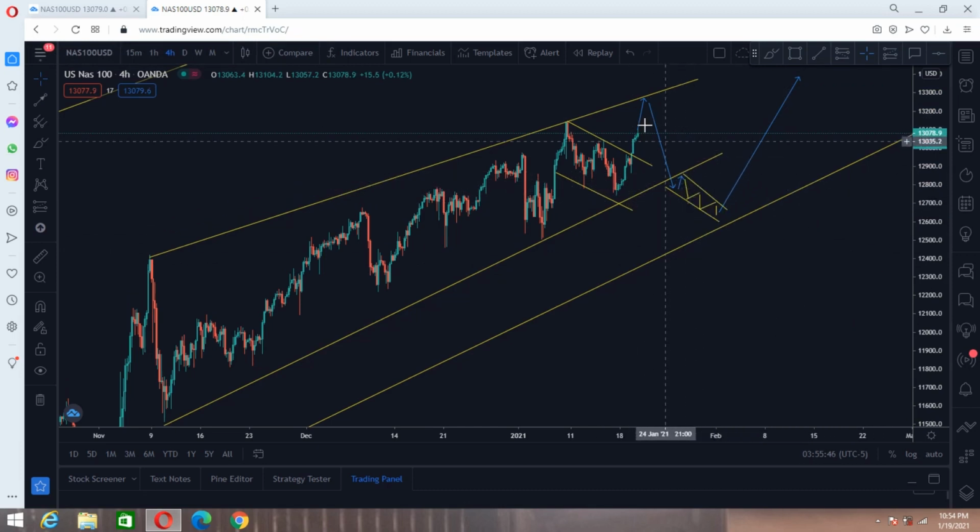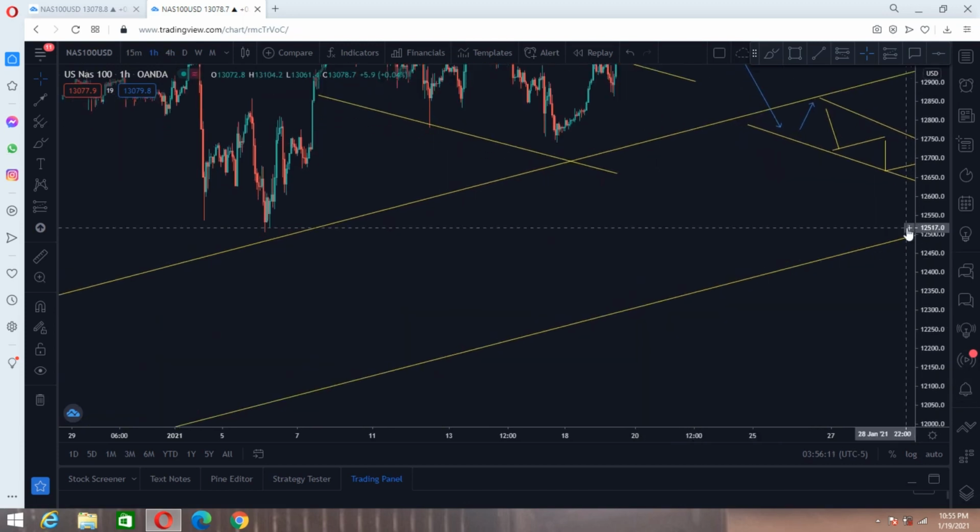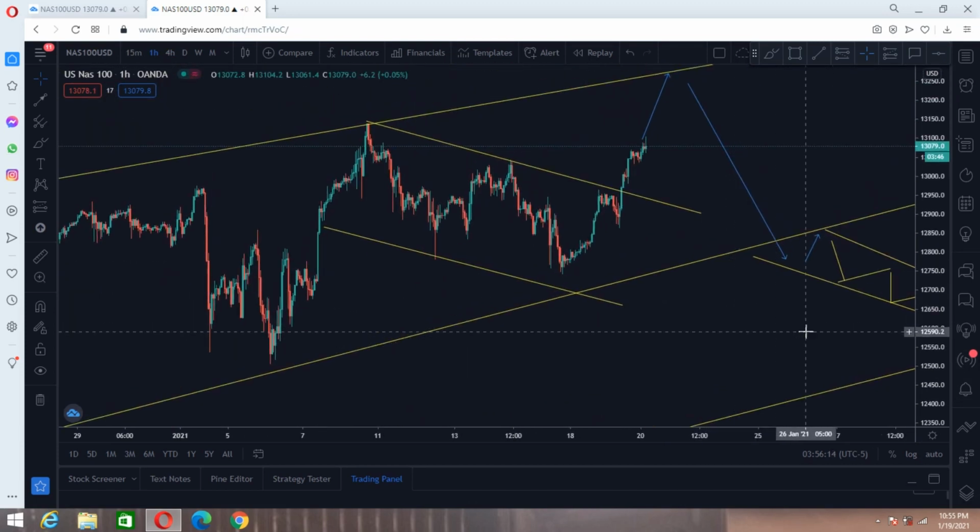So this is what might happen. It might do the third touch, go down, break the structure here, do a retest, but move in a continuation manner. This is what it may do. Maybe when it gets here, then that's when we're going to the upside for long term. This is what I have for NAS 100. I will just go down to smaller time frames and show you what it does.